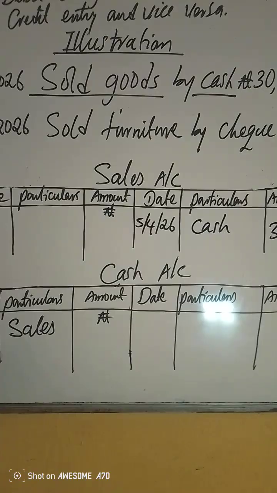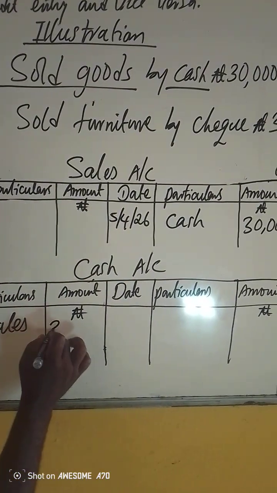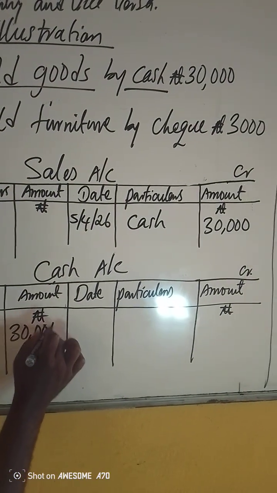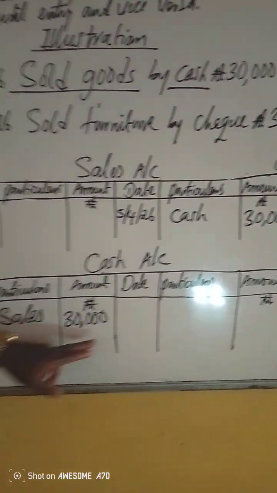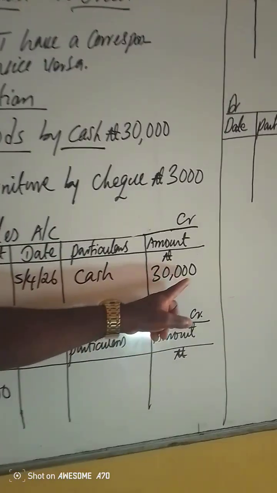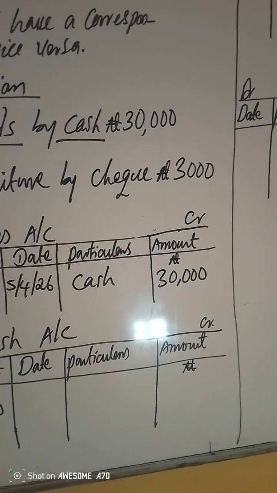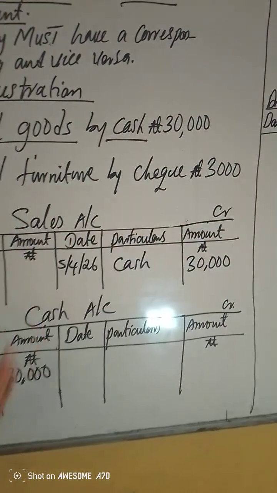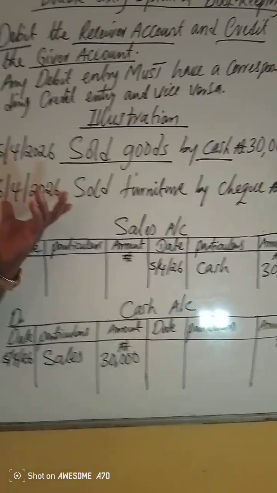Is sales. And the amount is 30,000. As I always say, in double entry, any debit entry must have a corresponding credit entry. So this is the debit entry, and this corresponding entry, then it becomes double entry. Let's go to the second one.